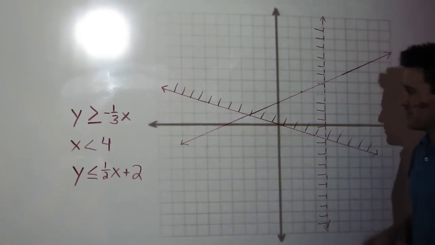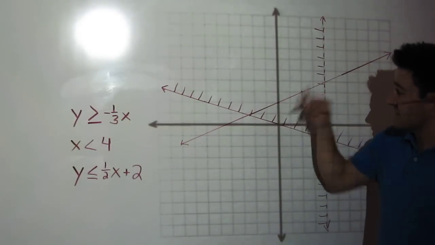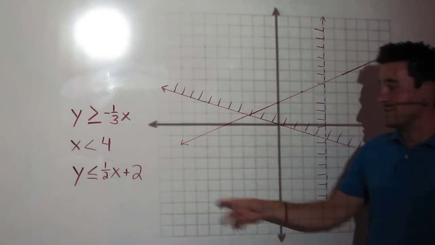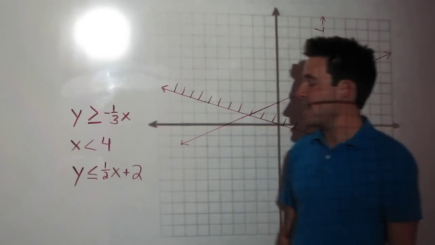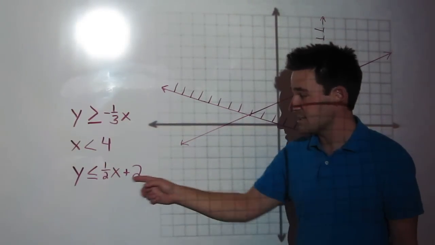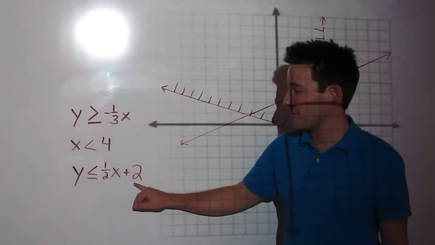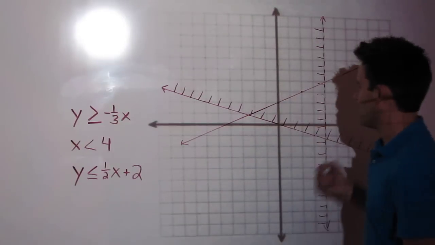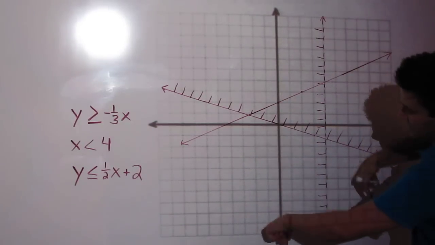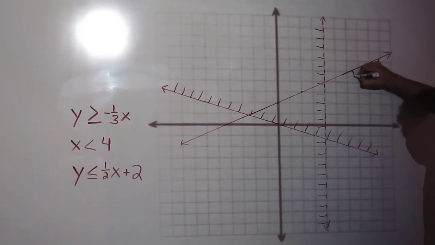Once again, we need to figure out which half plane we're referring to. So let's test the point 0, 0. At 0, 0, the x-coordinate is 0, and the y-coordinate is 0. 0 times 1/2 is 0, plus 2 equals 2. And 2 is indeed greater than or equal to 0, which means we're going to shade this half plane. I'm going to draw the little hairs one last time.